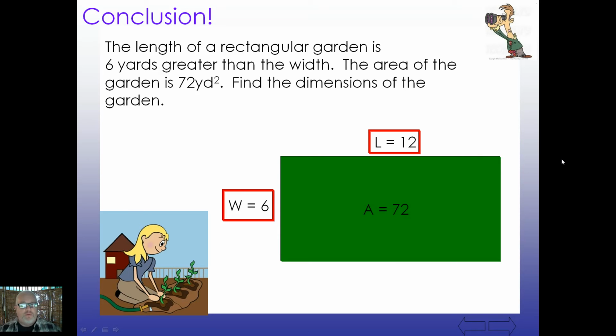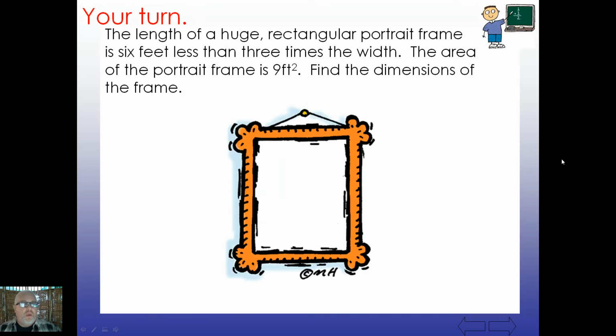Alright then, how about one for you now? One for you. The length of a huge rectangular portrait frame is 6 feet less than 3 times the width. The area of the portrait frame is 9 square feet. Find the dimensions of the frame. So we've got this big monstrous portrait frame. You've seen these maybe in big living rooms or great rooms, and they have a family member or a group of people in the family, and they have this portrait done. We have this huge portrait here, and we want to find the dimensions of this frame.